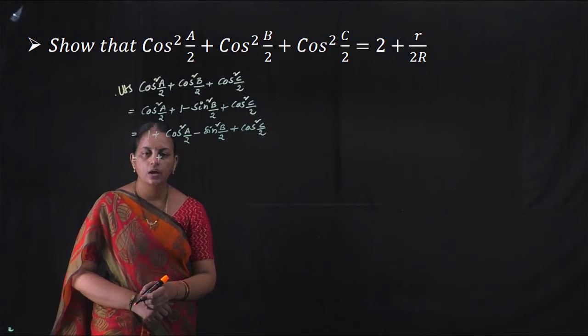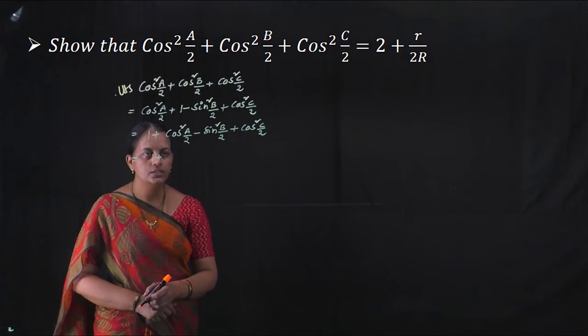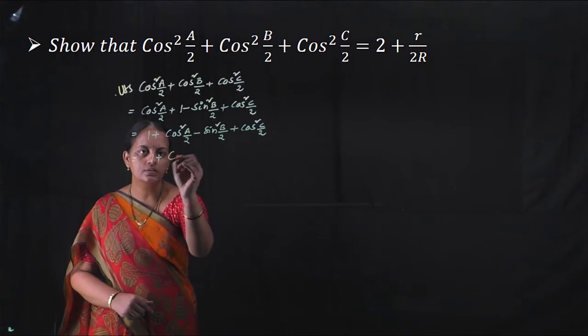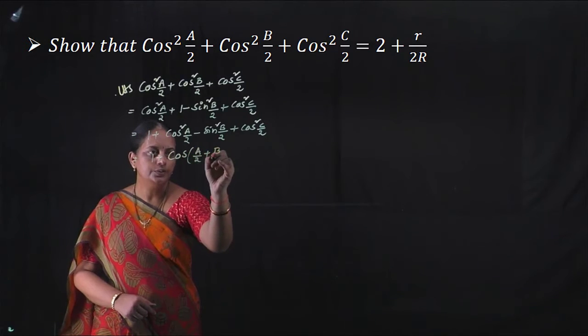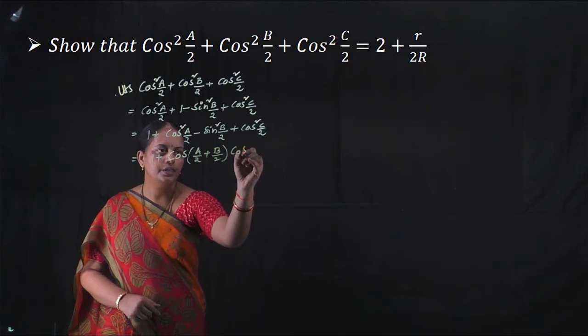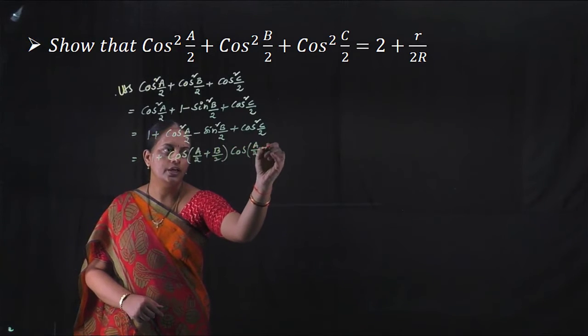This is in the form of cos square A minus sin square B. Cos square A minus sin square B means cos of A plus B into cos of A minus B.